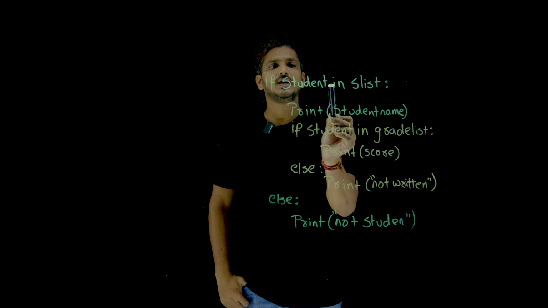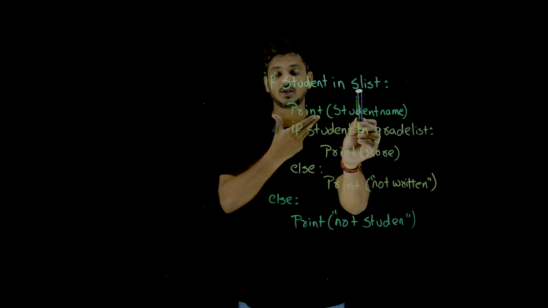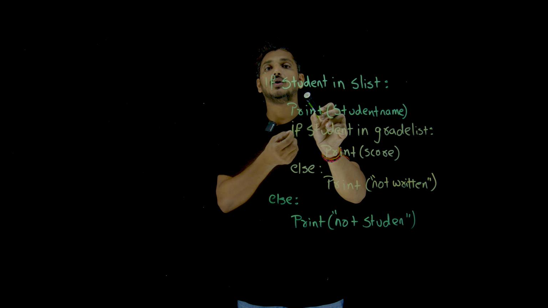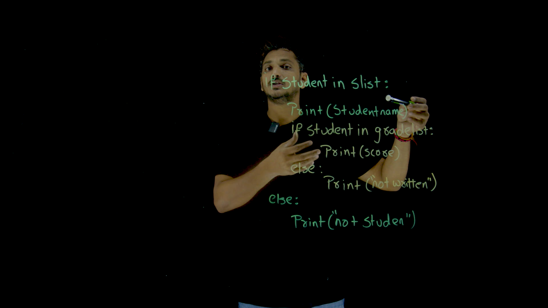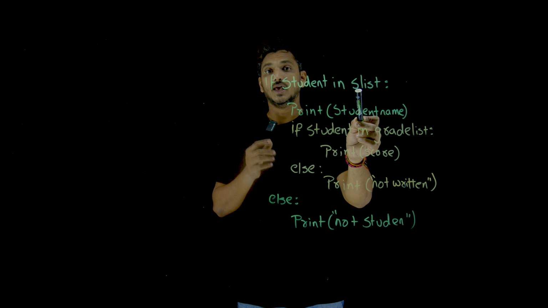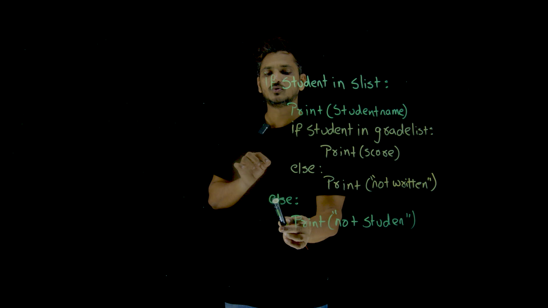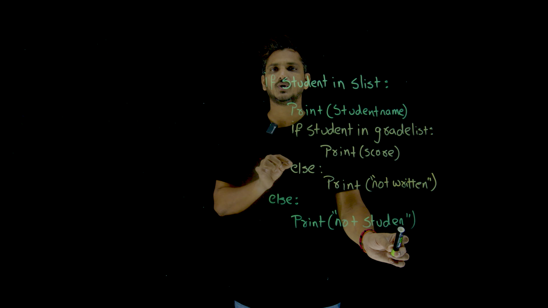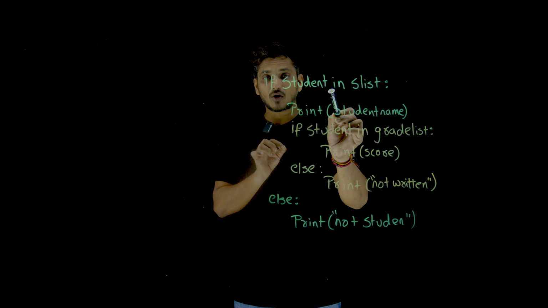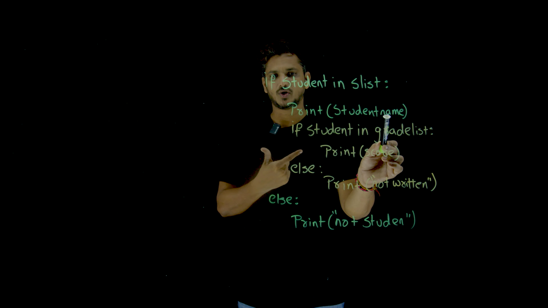If student in students list, so the condition you are going to check here is if the student belongs to our students list, meaning he belongs to our students. That is the condition you are going to check here. If that happens, then only execute this code. Otherwise, go to else, print not a student. If he belongs to our students, then go inside, print his name, student name.